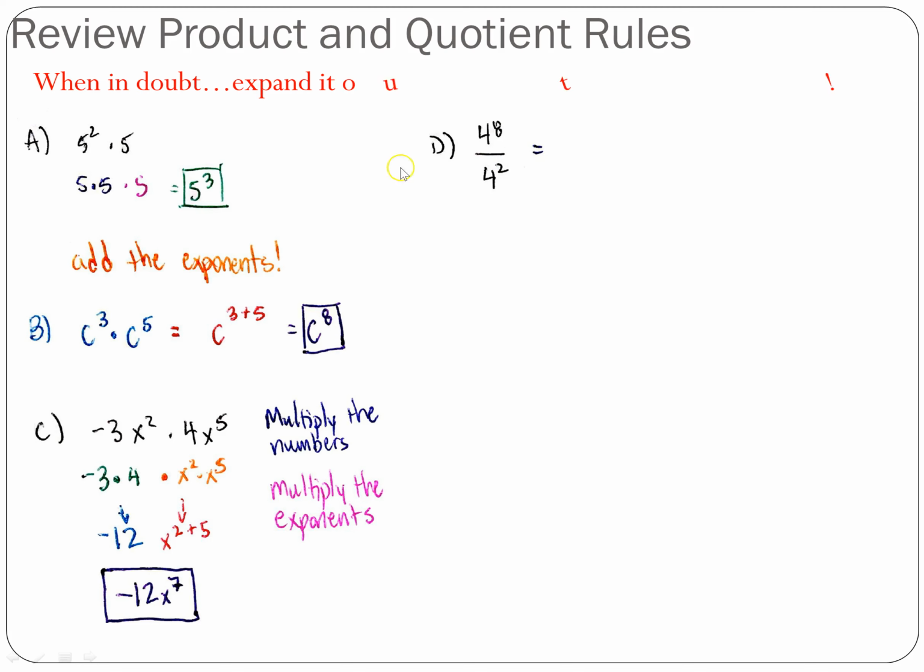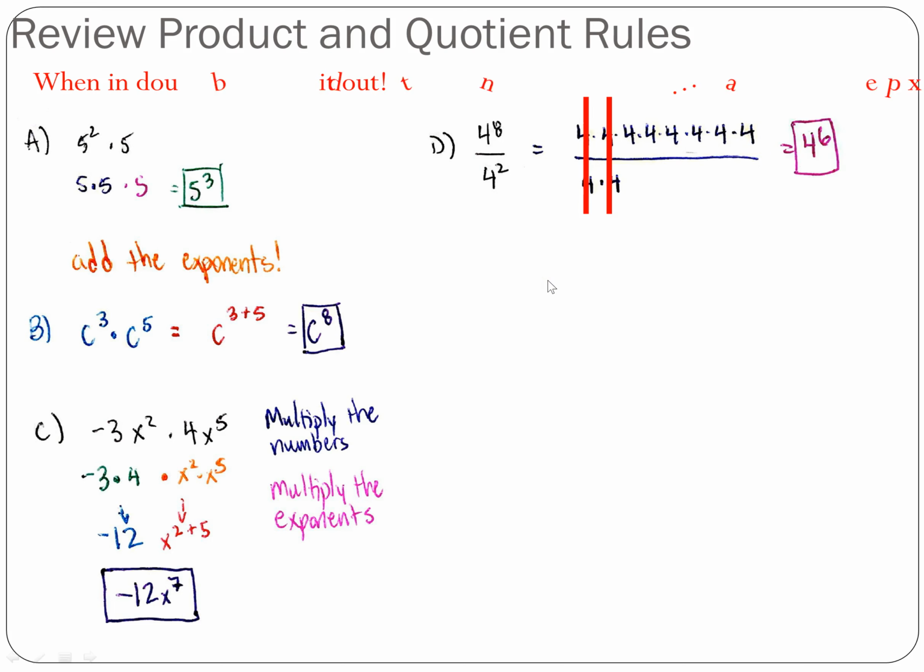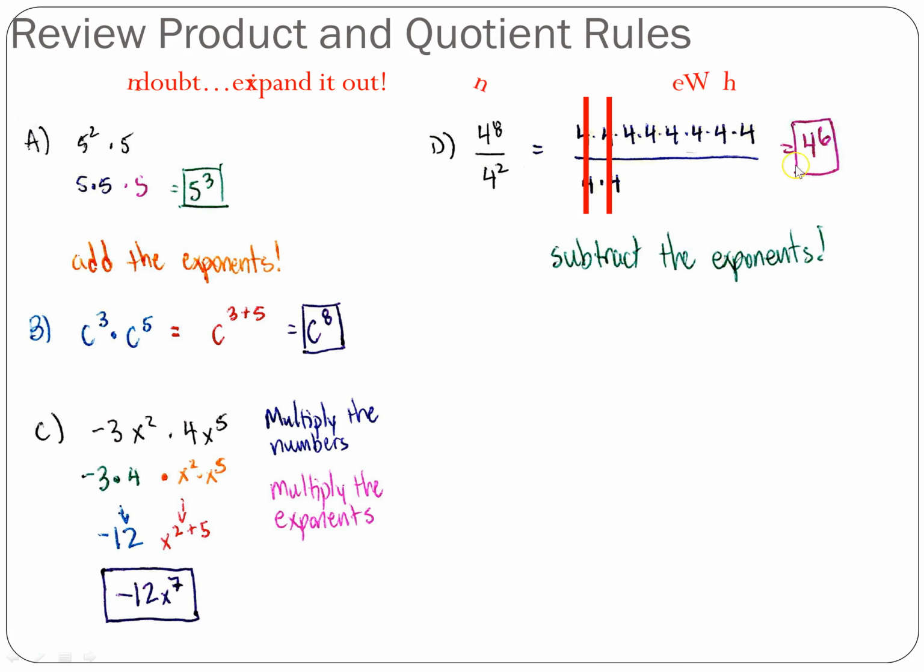All right, cool. Well, let's take a look at division. All right, so then when in doubt, always expand it out. So here we have 8 4s in the numerator and 2 4s in the denominator. And I can cancel those out. And if I can cancel those out, that means how many 4s do I have left? And where are they? They're in the numerator. And I have 6 of them. So skadoosh, 4 to the 6th power. Which means when I am dividing exponents, I just subtract the exponents. 8 minus 2 would have given me 6.